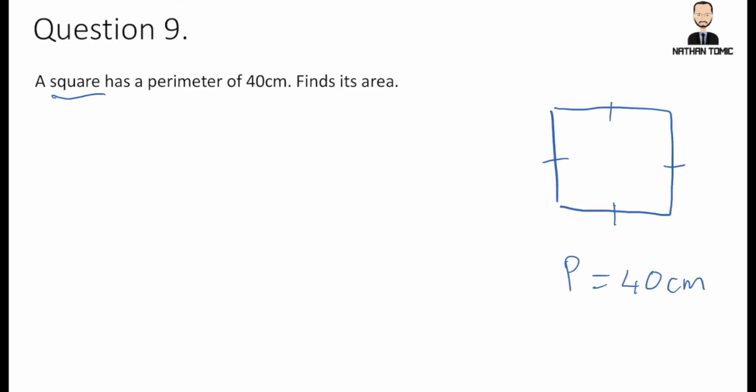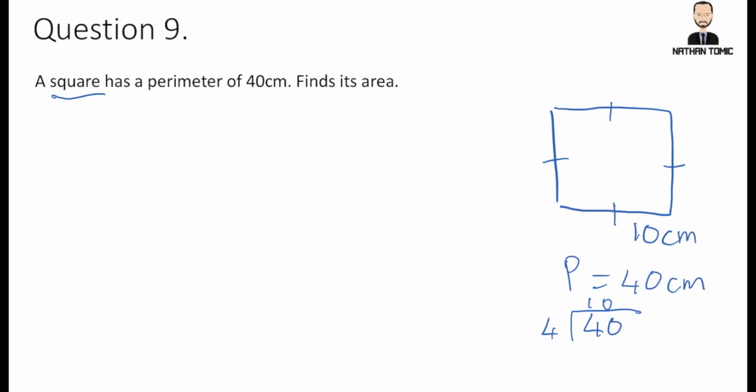So perimeter, remember, is the distance around all the outside measurements of whatever shape. Because this is a square, all sides are the same. So to find one side, we can say the perimeter, which is 40, divided by 4, because there are 4 sides. Well, that's obviously going to be 10. So we've worked out that one side is 10 centimetres. Therefore, all sides are 10 centimetres.